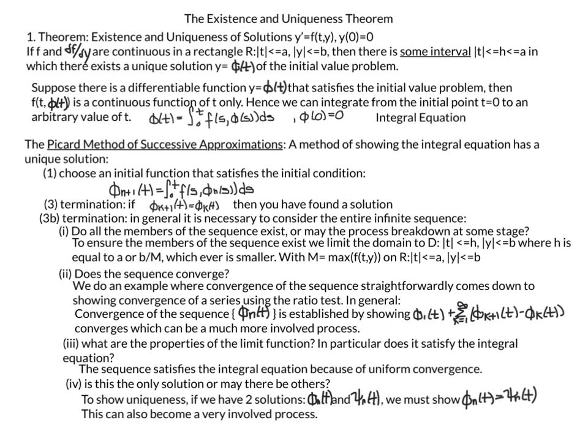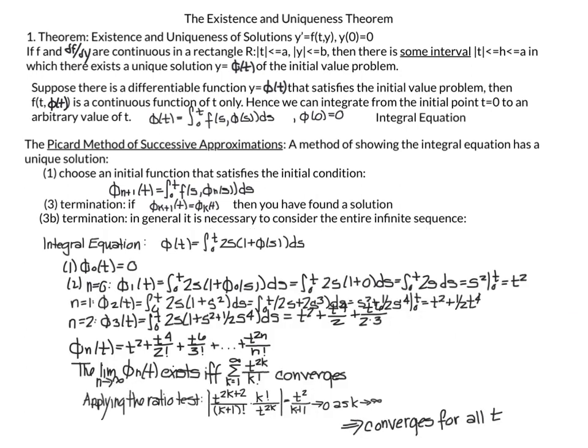And the last question: is this the only solution, or may there be others? This refers to uniqueness. In general, to show uniqueness, if we feel like we have two solutions, phi of n and psi of n, we must show that phi of n must equal psi of n. And we do have an example of this, detailed and worked out, but it can be a very detailed, tedious process.